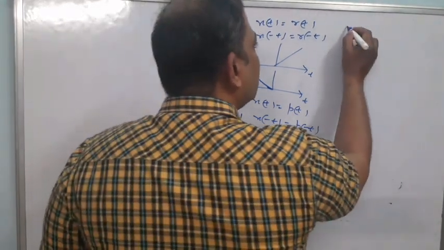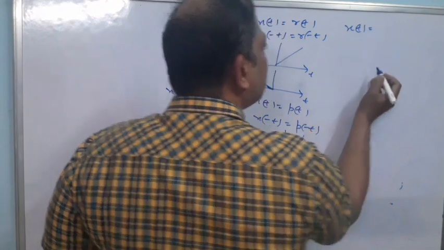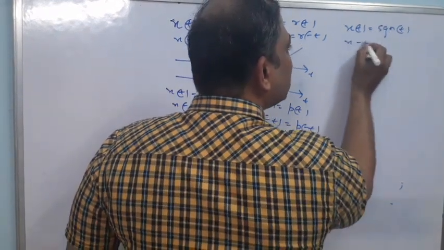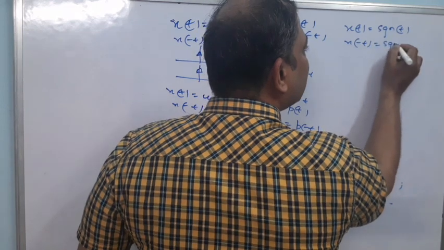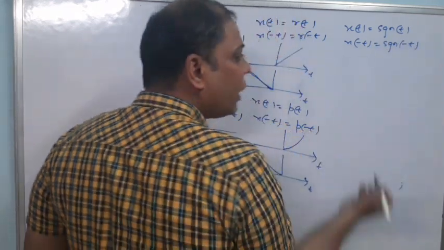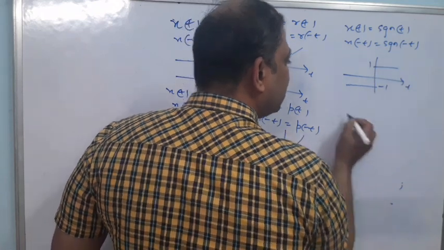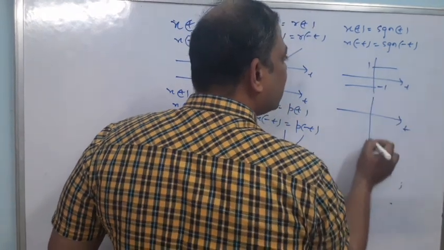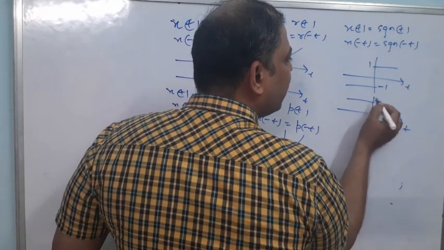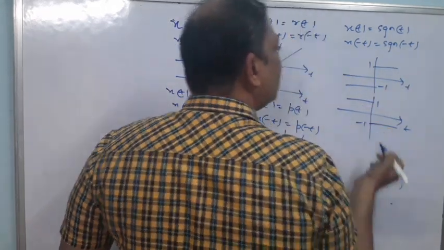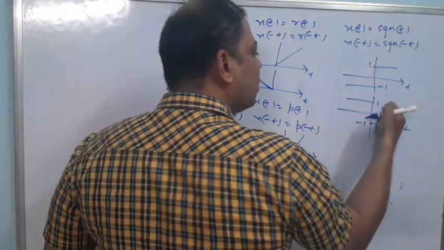Now x(t) is equal to, suppose, your signum function, sgn(t). Now x(-t) is sgn(-t). This is your signum function. This is 1, this is -1. Now if you imagine a mirror here, you will find this side reflected to this side. That means this is your sgn(t), and this is your sgn(-t).